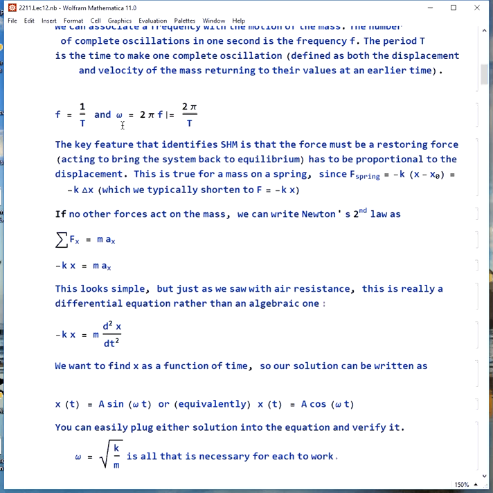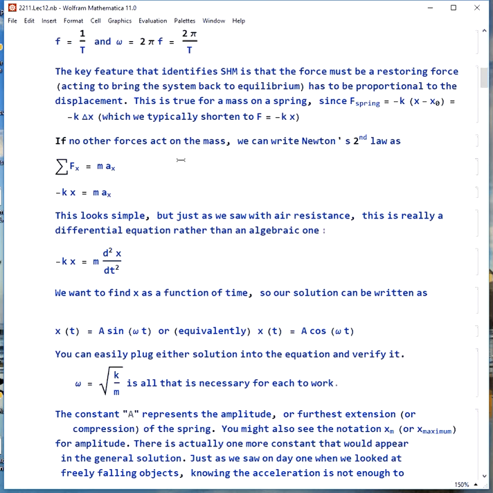But the thing that generates simple harmonic motion is if you have a restoring force, which is what brings the system back to equilibrium. If that's proportional to the displacement, that's how you end up with simple harmonic motion. For a mass on a spring, the restoring force from the spring is negative k times the displacement, which we usually write as negative kx. If that's the only force on the mass, Newton's second law gives us negative kx equals ma_x.